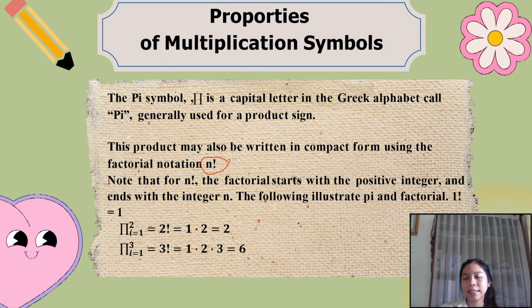1 factorial is equal to 1. And then the pi for a equal to 1 to 2 is equal to 2 factorial. It means that 2 factorial is equal to 1 times 2, which is equal to 2. And then the pi for a equal to 1 to 3, it means that 3 factorial is equal to 1 times 2 times 3, which is equal to 6. Do you understand about that? Okay.